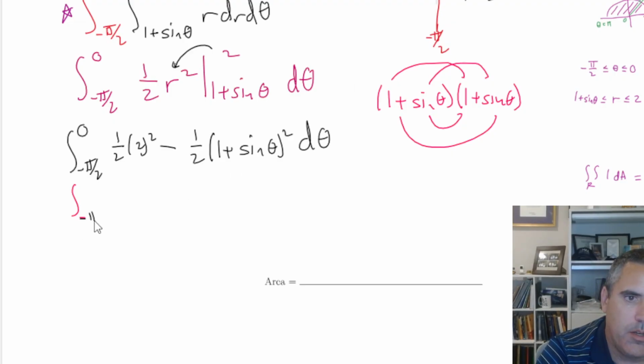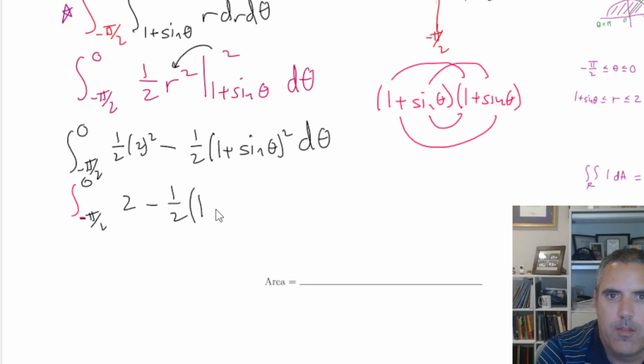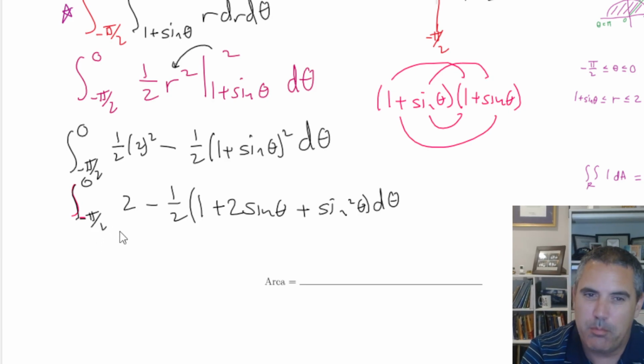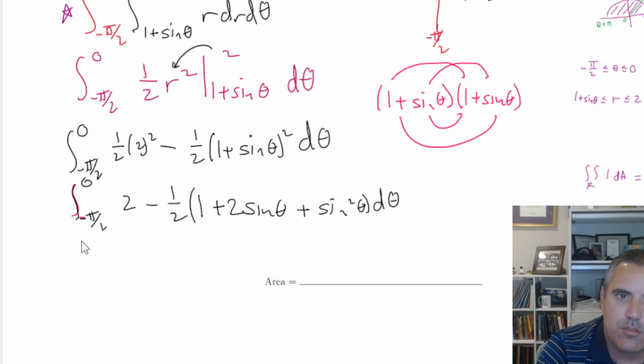So negative pi over 2 to 0 of 2 minus 1/2. And let's monkey face this thing out. 1 plus 2 sine of theta, 2 because of the nose and the mouth. And then we have a sine squared. The way you integrate is you just then sweep across it left to right. This is just like doing algebra. You clean it up, and then you sort of look at what you have.